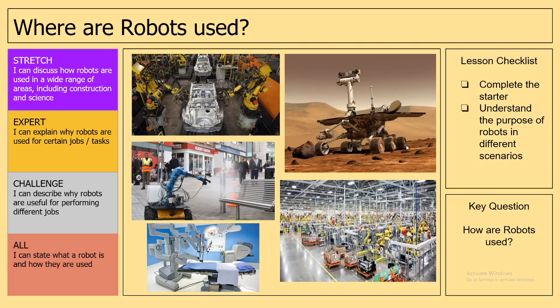On the right hand side there, we've got a Mars rover working in extremely inhospitable conditions, sending back information all the time to Earth. We can't send a human out to be doing that job.